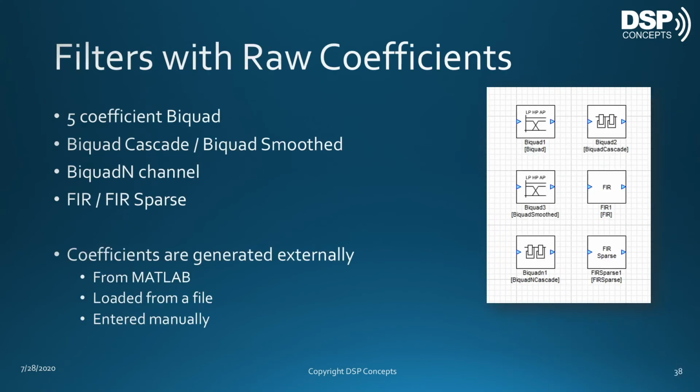There's also all the standard filter types that accept raw coefficients. So this is if you're an expert user. So there's a 5 coefficient biquad, there's a biquad cascade, there's a biquad with smoothing, there's an N channel biquad, so you'll have different coefficients per channel. There's also FIR filters, sparse FIR filters. And if you use these filters, then you have to compute the filter coefficients yourself. And you can either do this from MATLAB, you could load them from a file, or you can also manually enter them on the inspector.